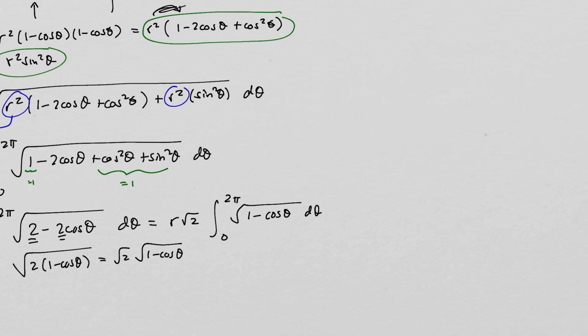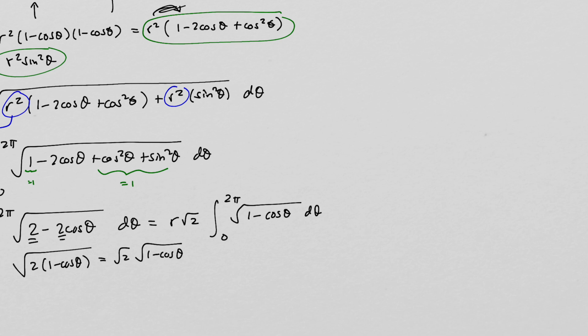Now this next step is going to be really tricky. So the question is, how do we integrate this? We don't have a du, so we can't let u equal this. What we have to do is use a trig identity.